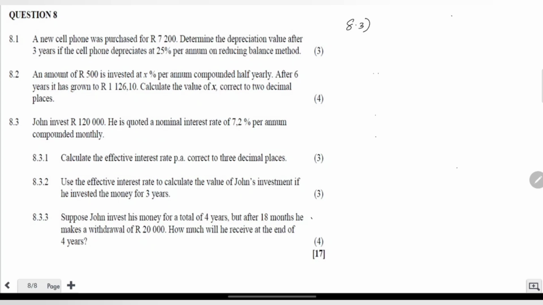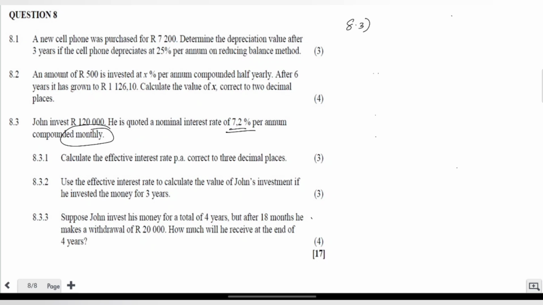All right, 8.3. What is 8.3? John invested 120,000. He is quoted a nominal interest rate. 7.2 is a nominal interest rate per annum compounded monthly. So this monthly, quarterly, half yearly, they talk about what? Nominal interest rate. Okay, that's 7.2 per annum. You have to find monthly by dividing by 12. So what will be its equivalent effective interest rate?